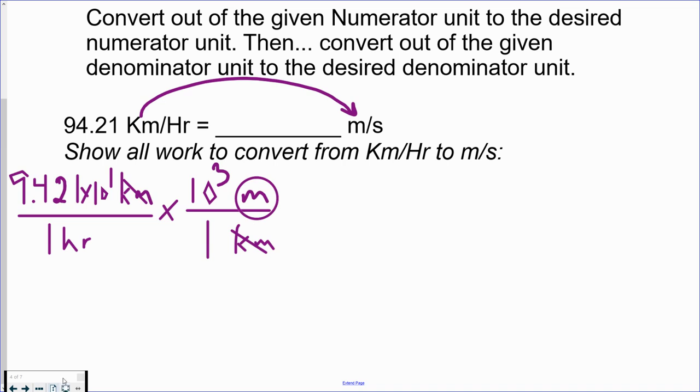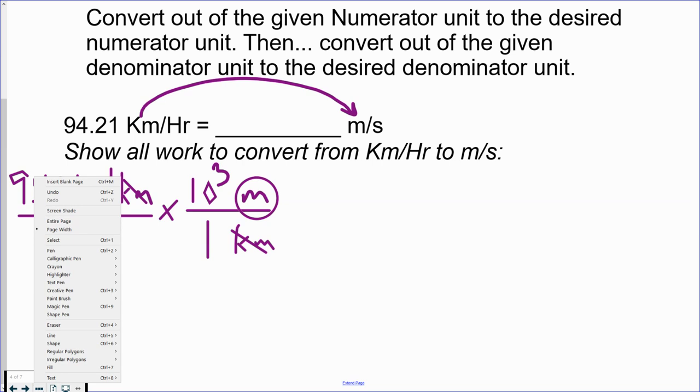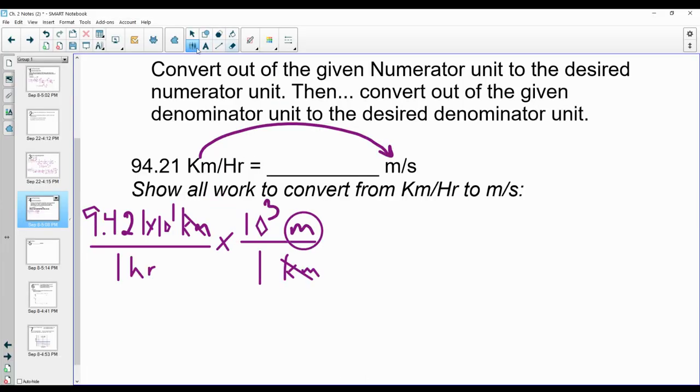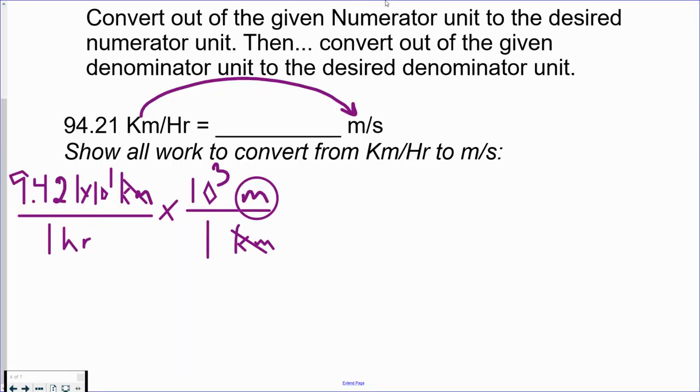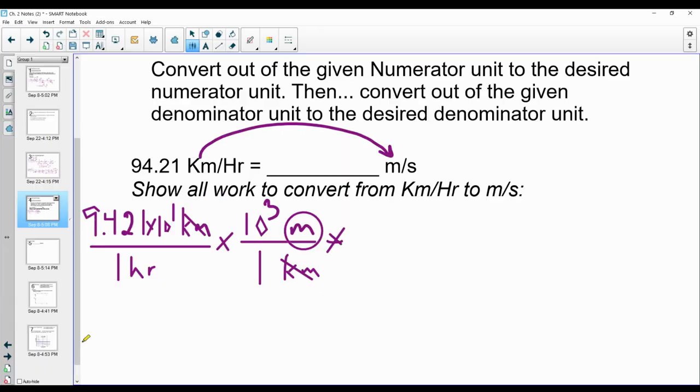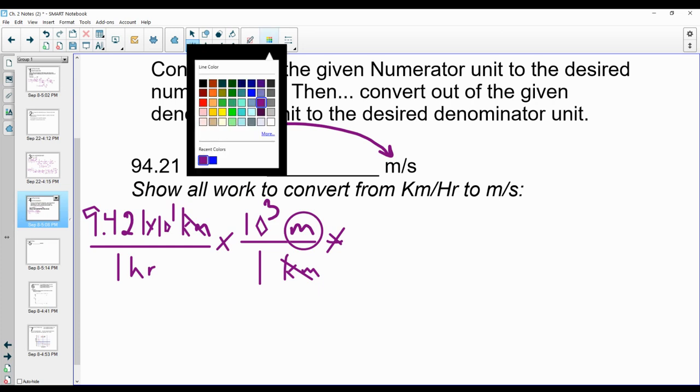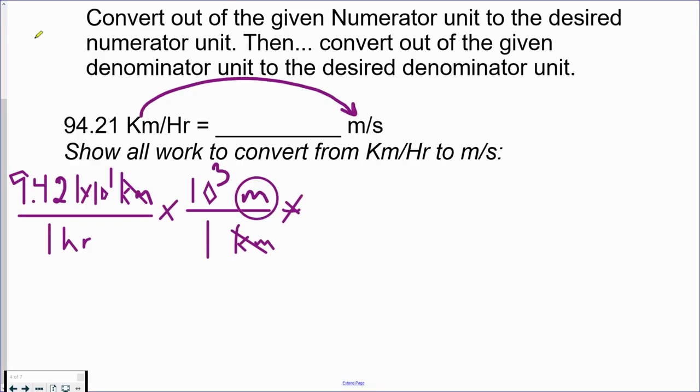I'm going to go ahead and change colors real quick. Blue looks good. There we go.